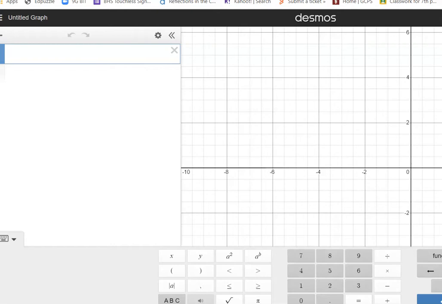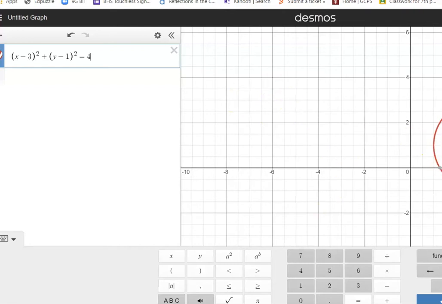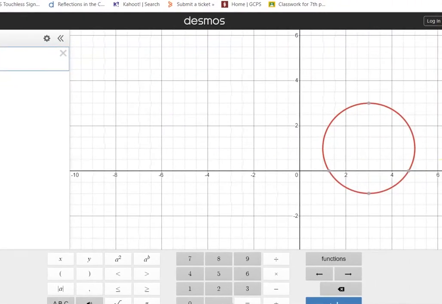And I'm going to write an equation in here exactly in the same format. (x minus 3) squared, and then we say plus (y minus 1) squared, and then equals 4. Okay, now you can't see it. Let me make it so that you can. There it is. There's my circle.